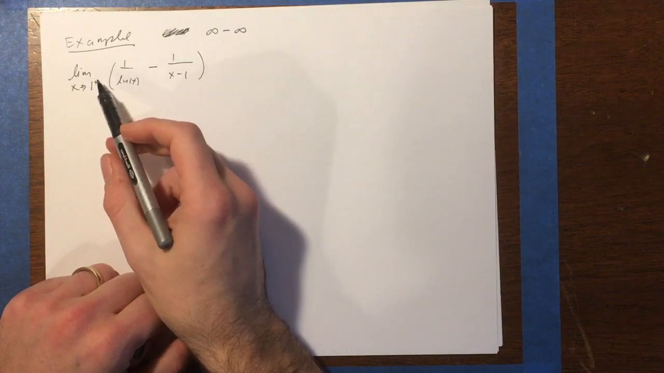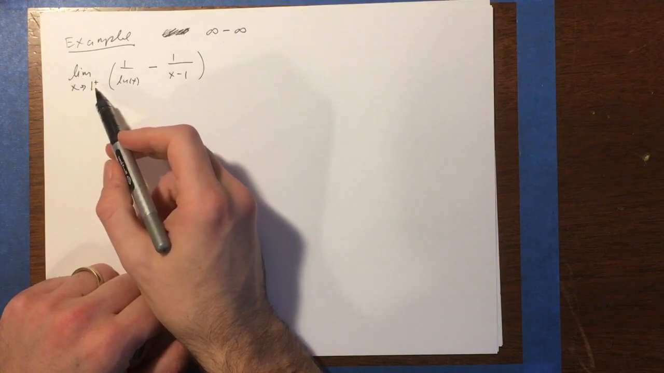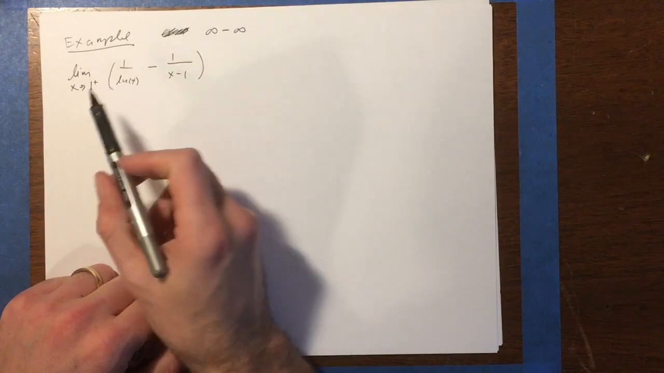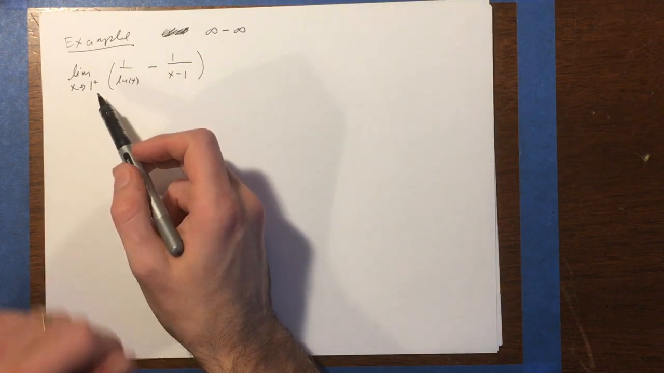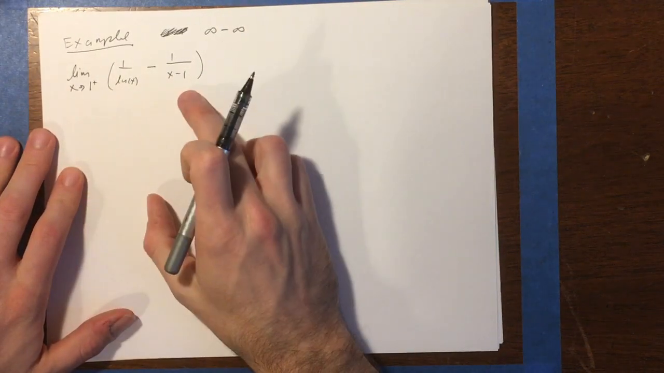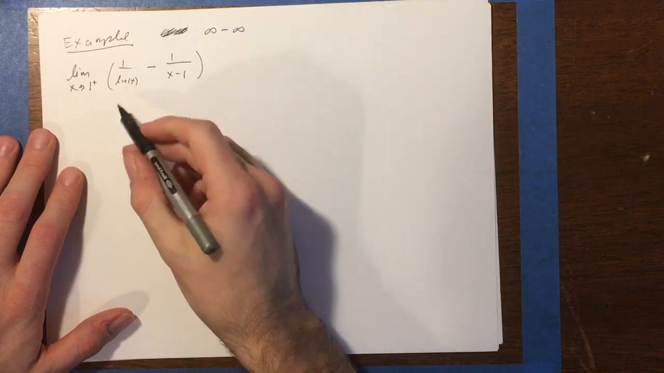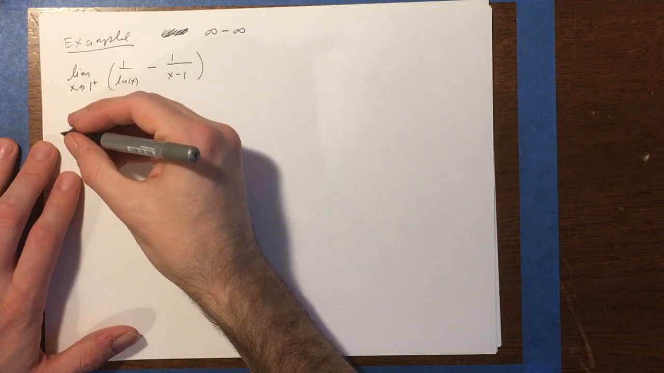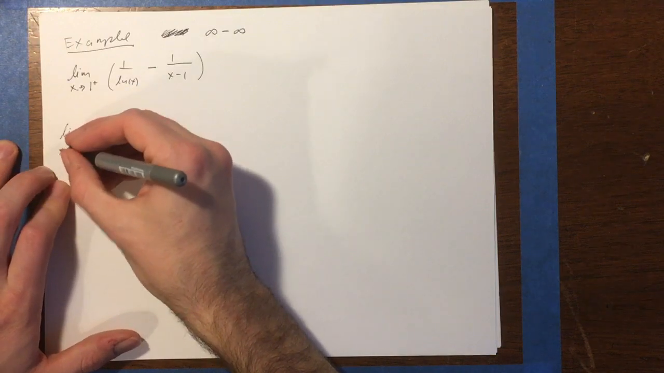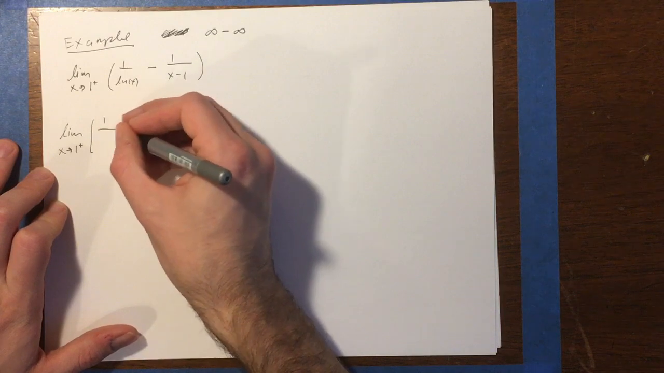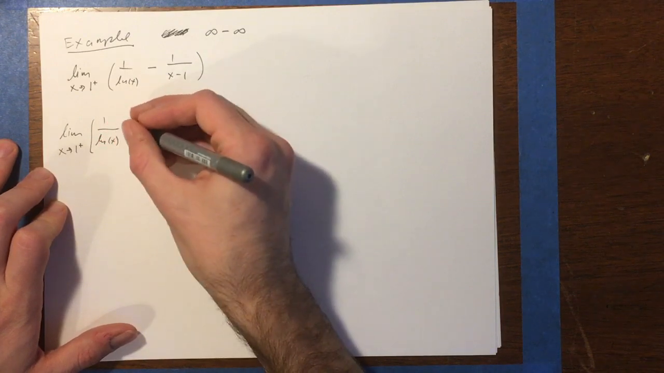It's the limit as x approaches 1 from the right of 1 over the natural log of x minus 1 over x minus 1. The fact that we're approaching 1 from the right is going to turn out to be important. Let's first figure out what the limits of each of these terms are individually. Turns out it's going to be infinity minus infinity, but pretend you didn't know that yet. Let's just take the limit as x approaches 1 from the right of 1 over the natural log of x.